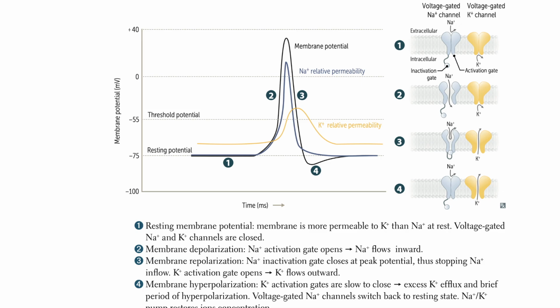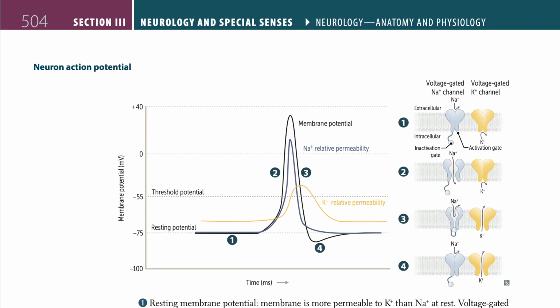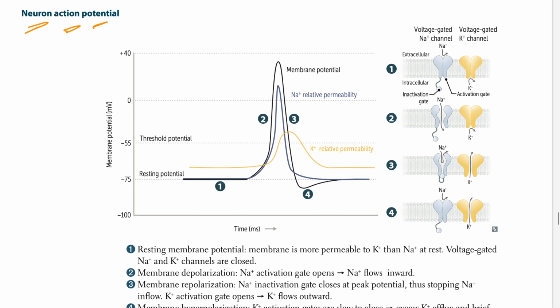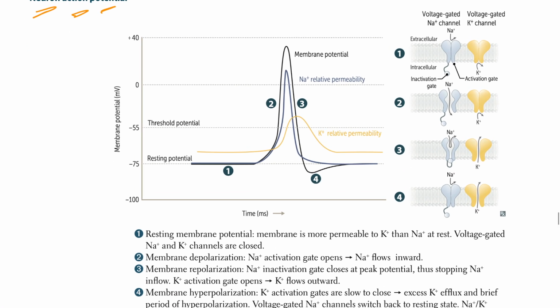All right. Looking here, we have the neuron action potential. On the y-axis we have the membrane potential on the left side, and on the x-axis the time at the bottom. If you look at the first point, we have a resting membrane potential of negative 75. At rest, the membrane is more permeable to potassium than to sodium. Voltage-gated sodium and potassium channels are closed.